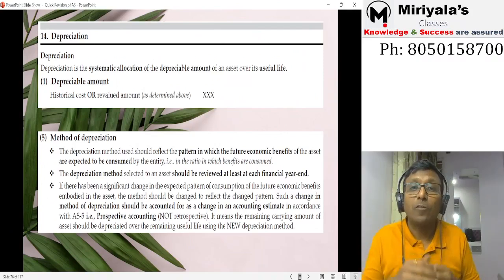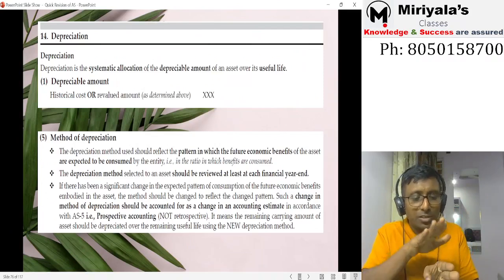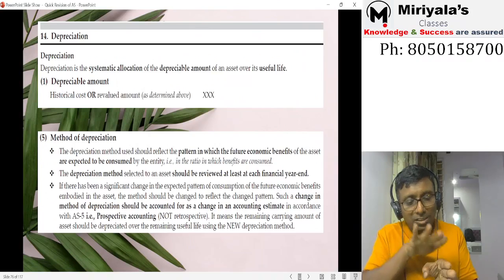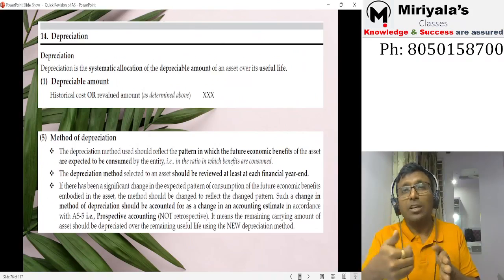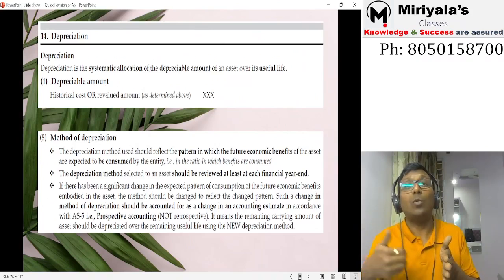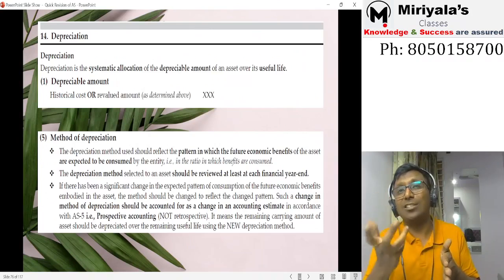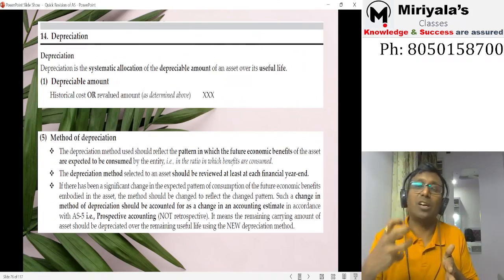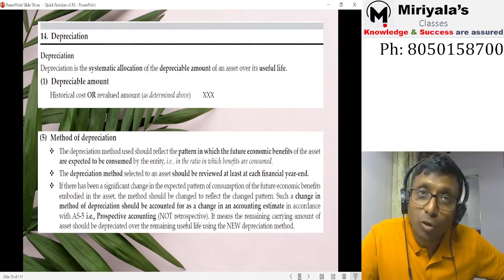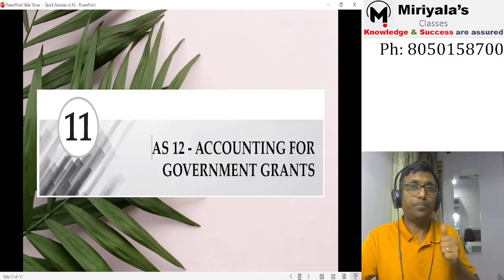That should be accounted for prospectively. Prospective method. Prospectively means what? Whatever is the WDV sitting on 31st March will never be changed. The same number will be depreciated over the remaining life, using the revised life or revised method of depreciation or revised residual value. I hope you understood. Okay, right.